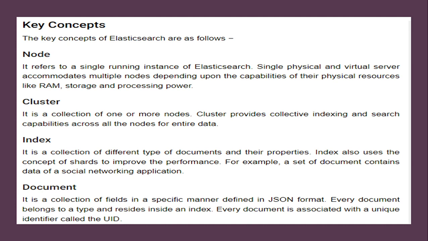Then the second component is cluster. It is a collection of one or more nodes. A cluster provides collective indexing and search capability across all the nodes for the entire data. Third is index. It is a collection of different types of documents and their properties. An index also uses the concept of shards to improve the performance. For example, a set of documents contains data of a social networking application. The next important concept is document. A document is a collection of fields in a specific manner defined in JSON format. Every document belongs to a type and resides inside an index.